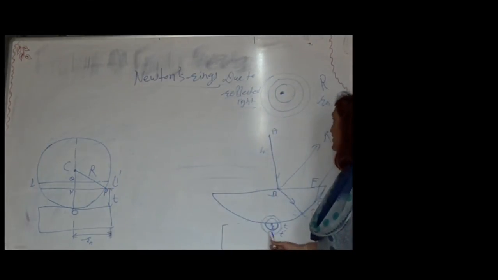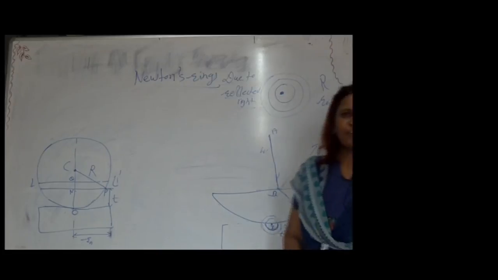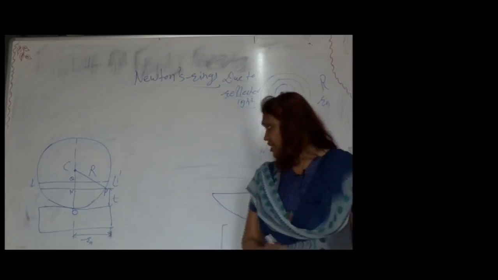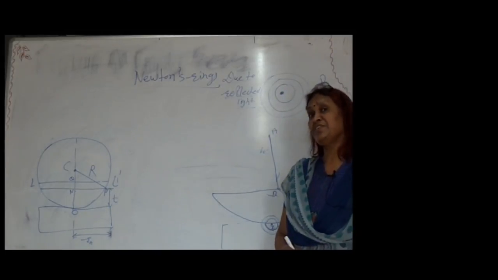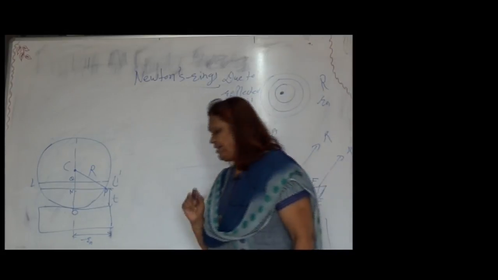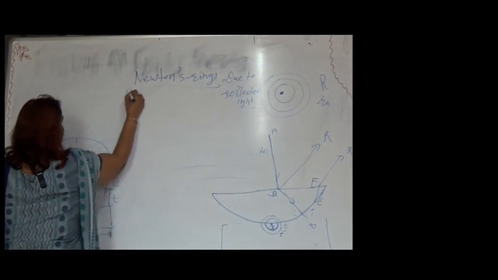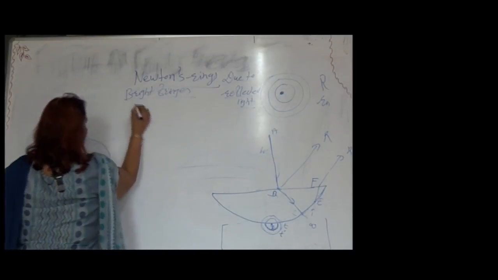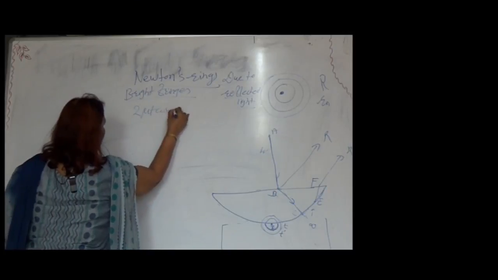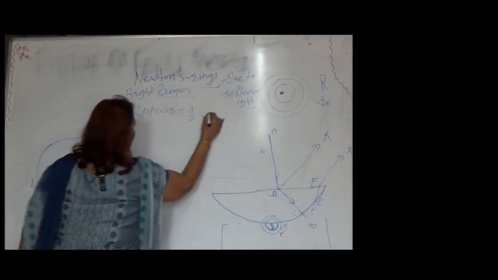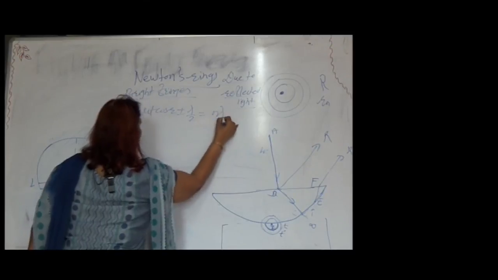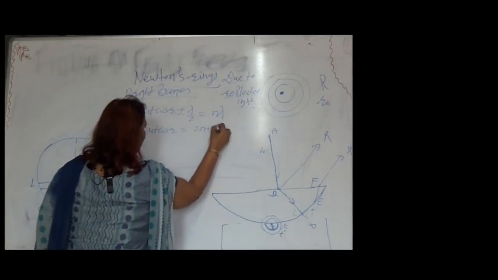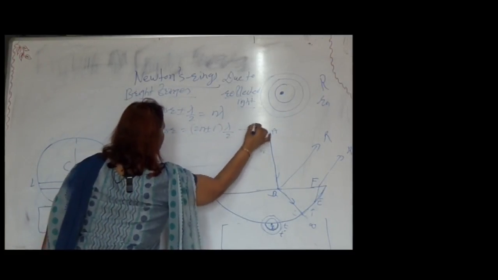Now our aim is to find the conditions for maxima and minima for particular rings. Those conditions we already defined in interference due to thin film, the condition for the bright as well as the dark fringe. First of all, we consider the bright fringes: 2 mu t cos r plus or minus lambda by 2 is equal to n lambda. So 2 mu t cos r is equal to (2n plus or minus 1) lambda by 2.